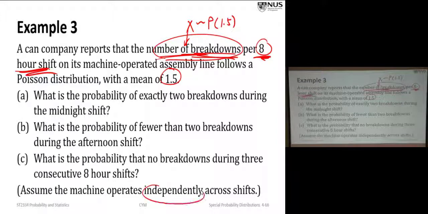What is independent? The machines operating across shifts are independent. That means what happened to one shift has nothing to do with another shift. Then, what is this? X.